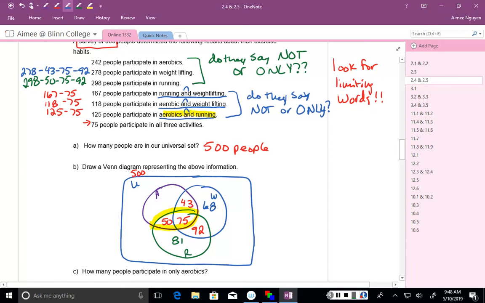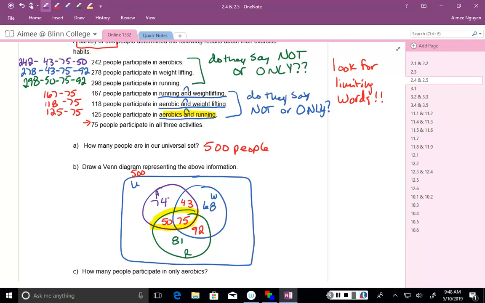And then for aerobics, same thing, entire purple circle. And so that would be a total of 242 people. Eliminate all of the other numbers in the purple, and so that would be 43, the 75, and the 50, and that leaves me only 74 people that do aerobics.